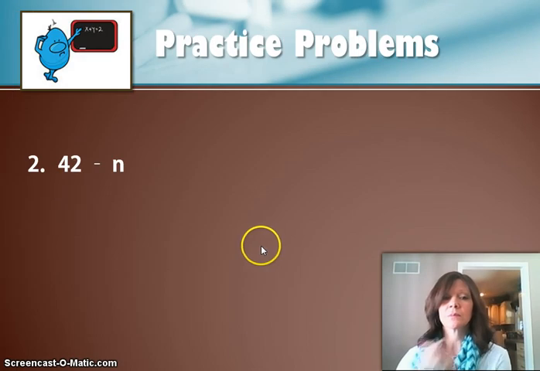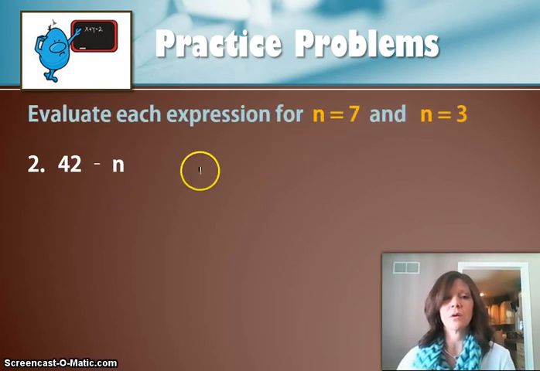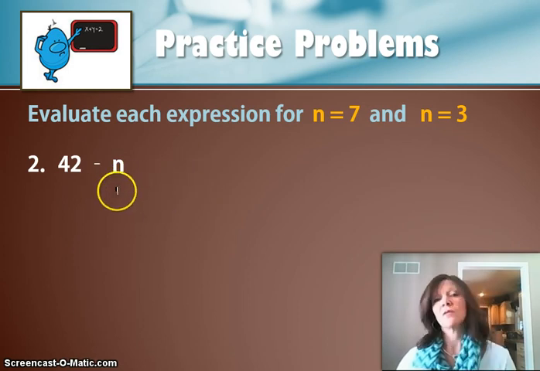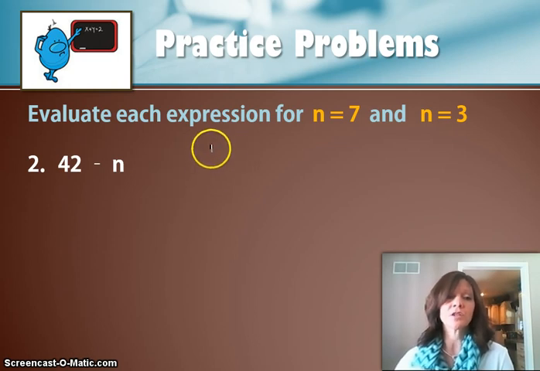Let's try another one. All right, let's look at 42 minus n. Let me see. All right, that came in the wrong order. So n equals 7 and n equals 3. You're going to evaluate the expression for n equals 7 and for n equals 3. Take a moment, pause the video, and solve them, and then when we come back, we'll look at this together.